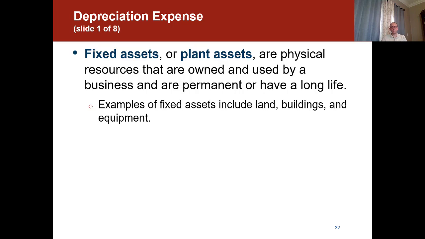Fixed assets, or what we sometimes call plant assets, are physical resources that are owned and used by a business and are permanent or have a long life. Examples of fixed assets that we should remember from our first chapter are land, buildings, and equipment. These fixed assets are subject to depreciation, which means they lose value over time. I think all of the fixed assets lose value except one thing, which is land. Land is the only asset that doesn't lose value.